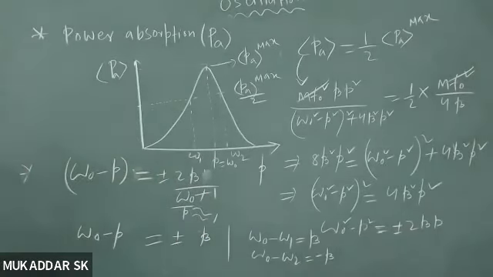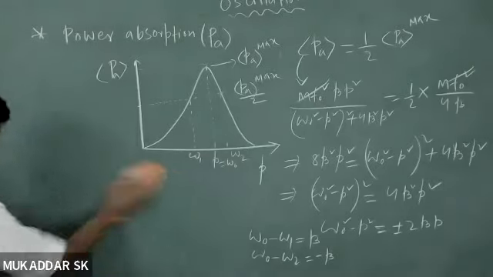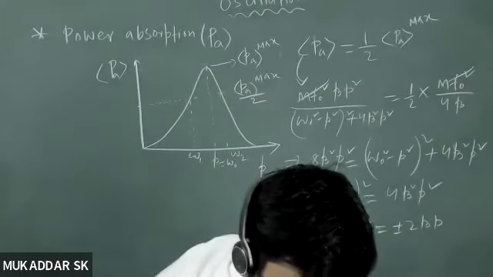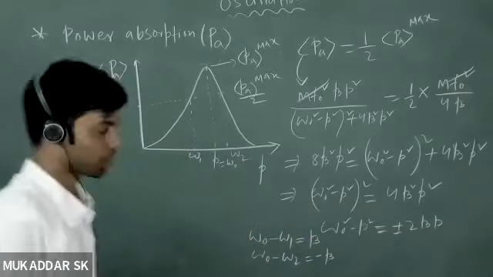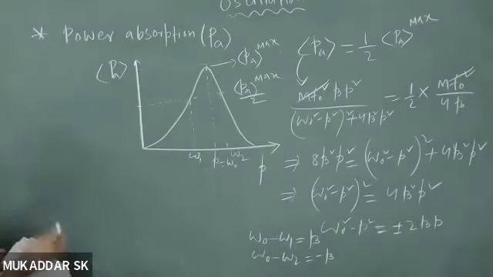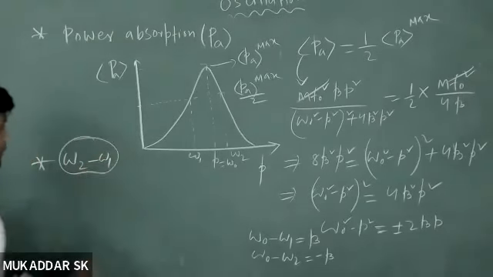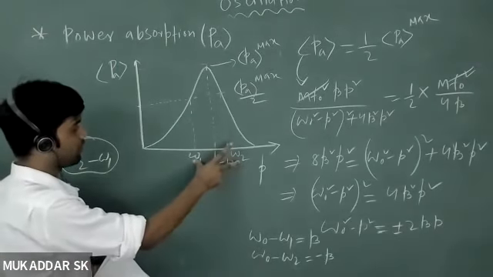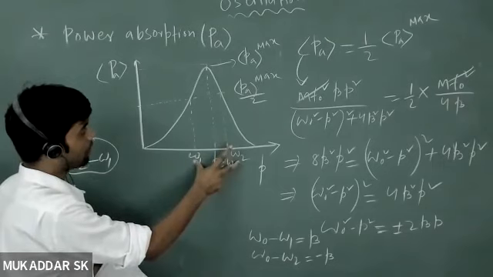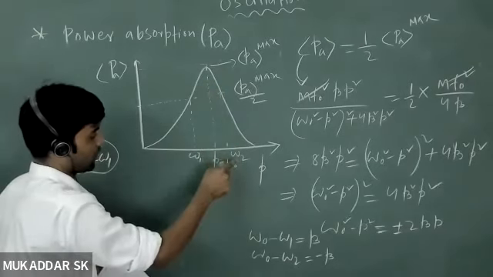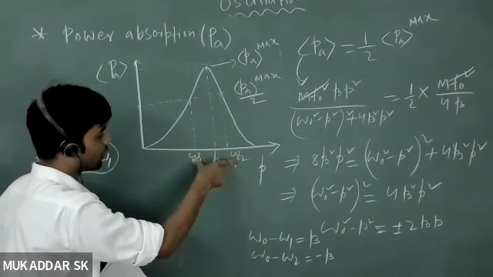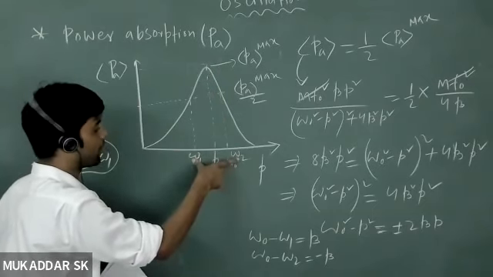Now you can calculate the bandwidth of resonance, right? So what will be the expression now? Bandwidth of resonance is actually omega 2 minus omega 1, the difference in the driving frequency at which power absorption becomes half of its maximum value. So omega 2 minus omega 1, that is actually your bandwidth of resonance.